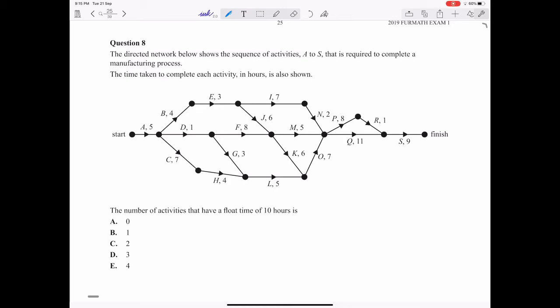Question 8. The directed network below shows a sequence of activities A to S that is required to complete a manufacturing process. The time taken to complete each activity in hours is also shown. The number of activities that have a float time of 10 hours is... So to do this question, we need to complete the critical path analysis. So to do this, I'll go through it right now. Just put boxes on each edge to start off with, and then I'll go through the process.